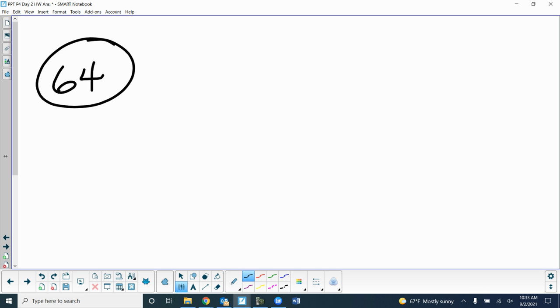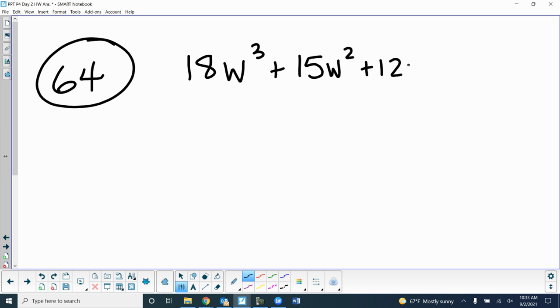Is it 18w to the third? Is that the one? I don't know, is it? Yeah. Okay. 18w to the third plus 15w to the second, in parentheses. Oh, and that's in parentheses? Yeah. That's what I have. Okay, you started grouping it, plus 12w plus 10. Okay. So that's the original, then your parentheses, because you started grouping, right? This is a grouping problem. Is there a GCF though?